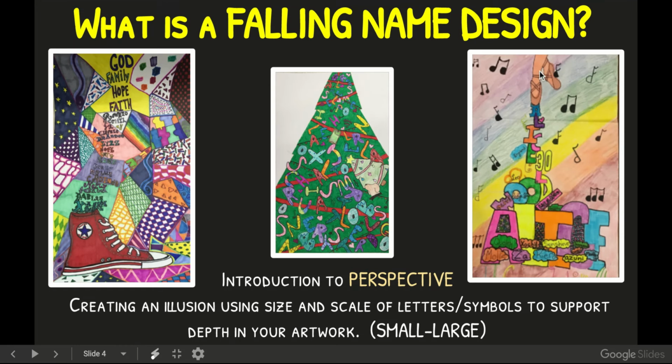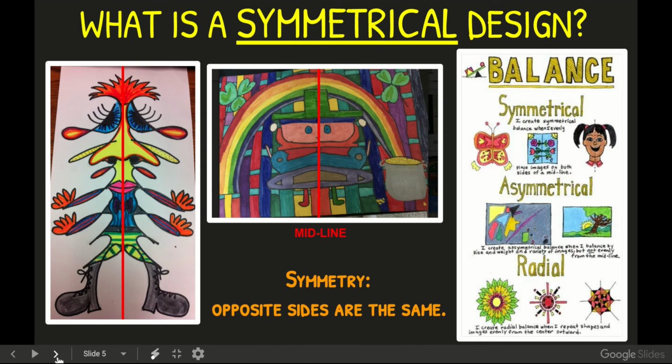Here is Alice. She did hers falling down dancing feet, and she has her name, she has her last name, she has her pets' names, her background is a rainbow, she put her symbols throughout with her music notes and her dancing shoes. She hit it all. She's got her pattern, color, perspective. Awesome job, Alice.